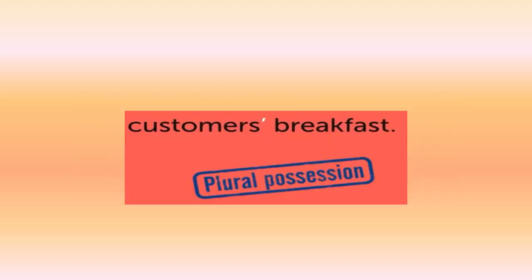Singular possession means belonging to one person or one thing. Customer's breakfast. This means there is breakfast for one customer. The breakfast belongs to one customer. So this is singular possession. Again, customers' breakfast. Here, in this, the breakfast is for more than one customer. This is plural possession.